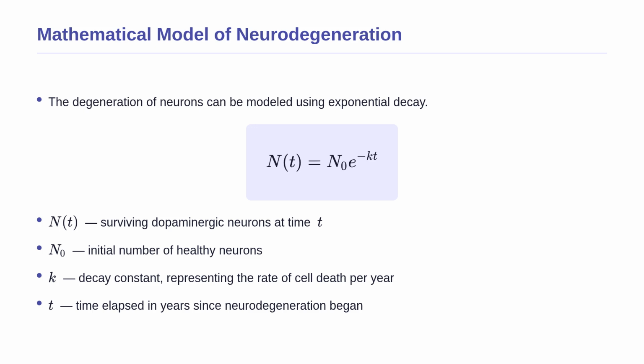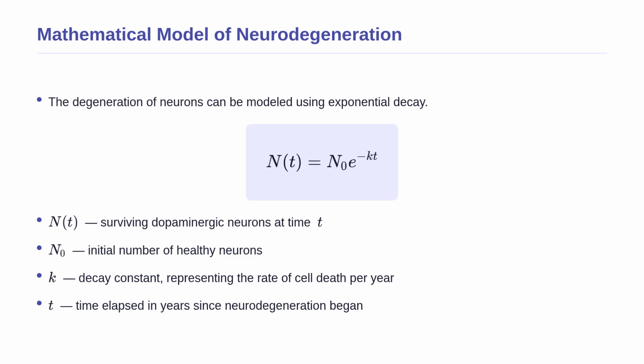Let us break down these symbols. N(t) represents the number of surviving dopaminergic neurons in the substantia nigra at any given time t. N0 is the initial number of healthy neurons present before the disease started. The mathematical constant e is the base of the natural logarithm. The variable k is the decay constant, which tells us the rate at which neurons are dying each year. Finally, t is the time elapsed in years.